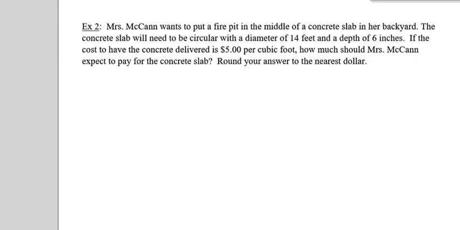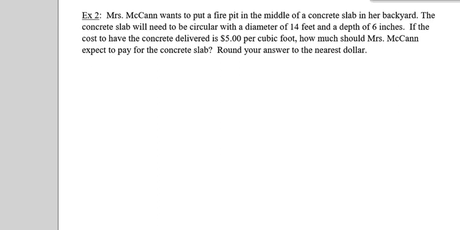In this next example, it says that I want to put a fire pit in the middle of a concrete slab in my backyard. The concrete slab is going to need to be circular and have a diameter of 14 feet. It's also going to have a depth of 6 inches. The cost in order to have the concrete delivered is $5 per cubic foot, and I want to know how much I can expect to pay for the concrete slab. And then it tells us, of course, what it wants us to round our answer to.